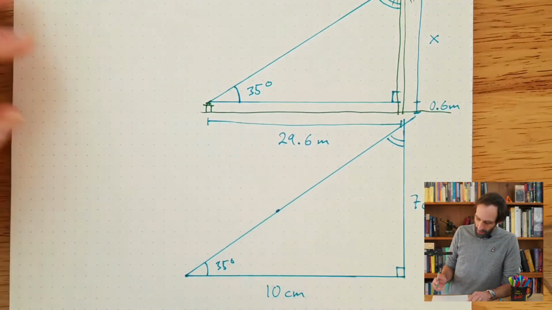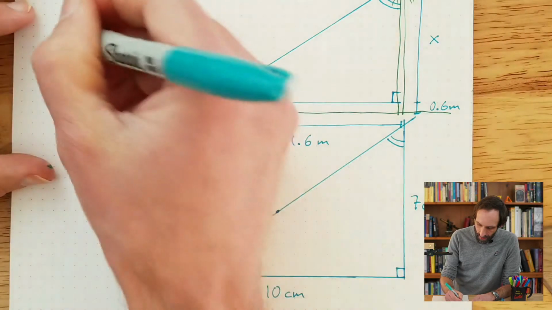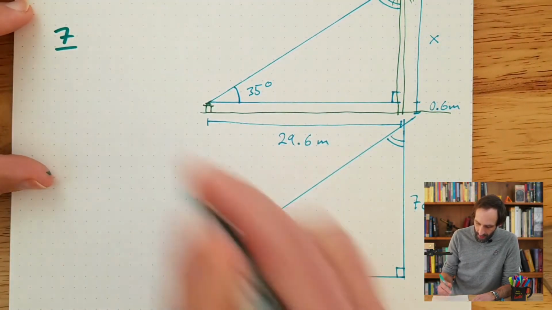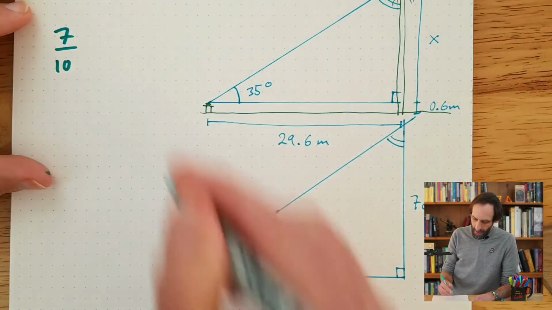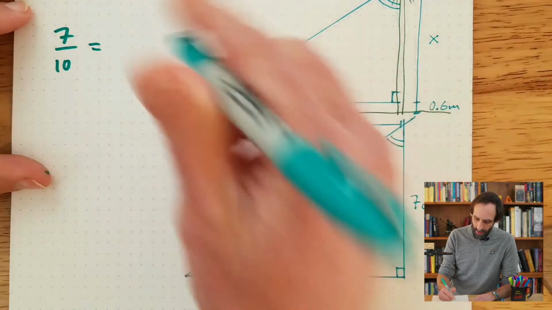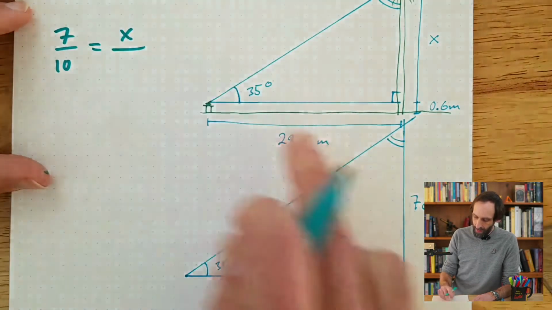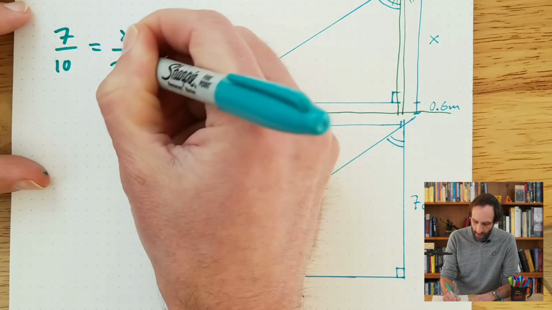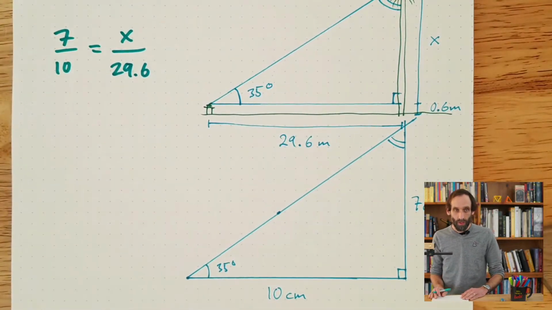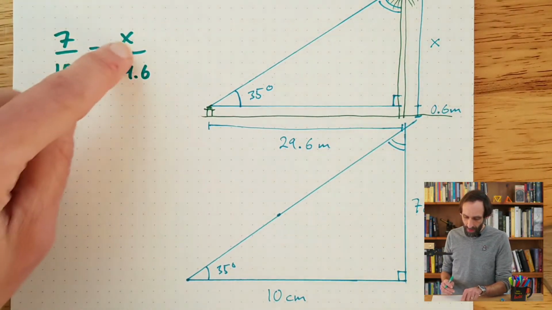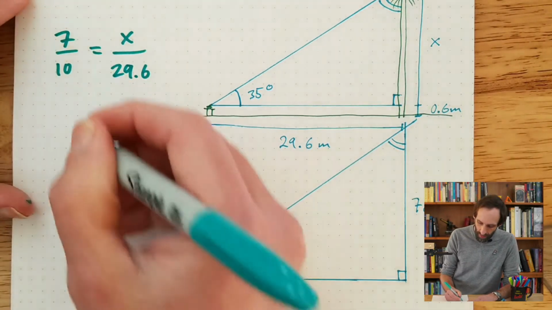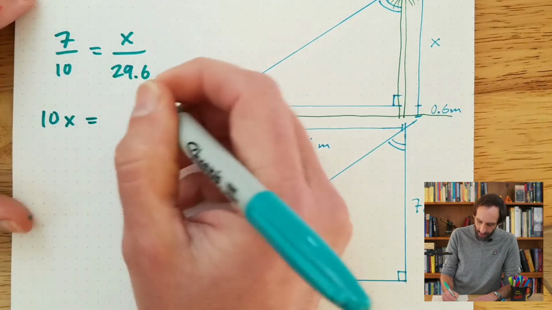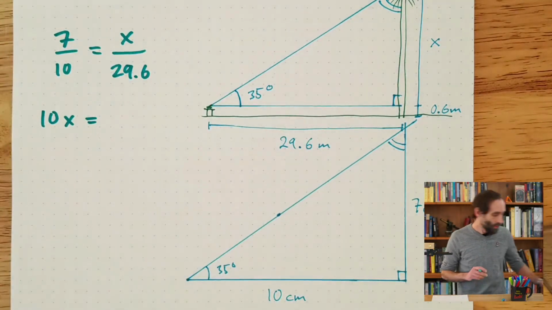All right, so I'll do this one first. So I'll say, okay, this side here, 7, divided by this side here, 10, is equal to this side here, x, divided by this side here, 29.6. Okay, so now in order to find the value of x, I'll just cross multiply. So I get 10x is equal to, let's see, 7 times 29.6.